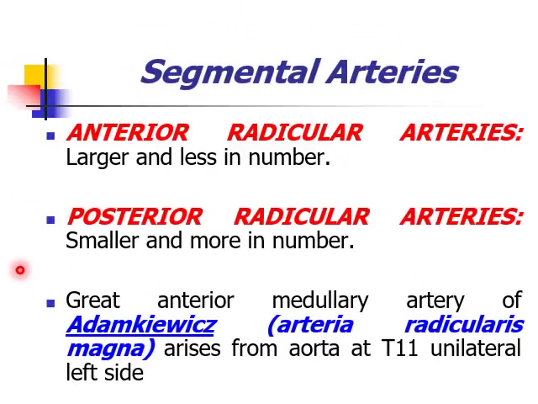The anterior radicular arteries are usually larger and less in number, while the posterior ones are smaller and more numerous. The great anterior medullary artery of Adamkiewicz, or the Arteria radicularis magna, is one of the anterior segmental or radicular arteries arising opposite to the aorta at the thoracic vertebra number 11. It usually arises unilaterally to the left side and contributes to the major blood supply of the lower half of the vertebral column.